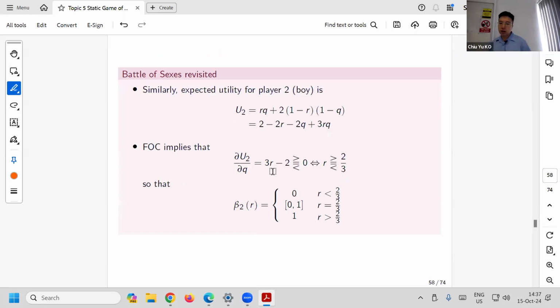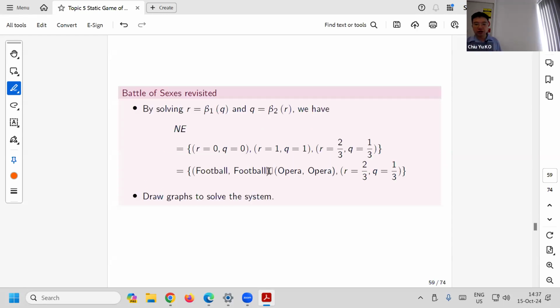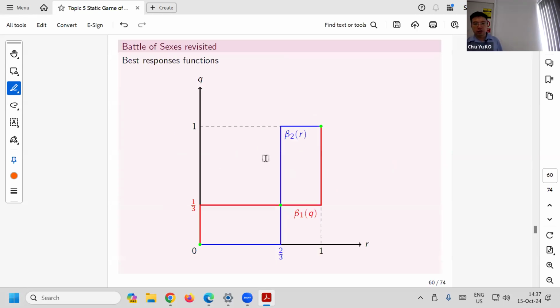Now the same you can apply to the boy, and you do notice that when R is big enough, Q will be big, right? When Q is 2/3, then R is anything, right? So if you try to draw this, it turns out like this graph. Okay, you should be able to draw it on your own, right? It's 1/3 is 0, 1/3 is 1, and the same here.